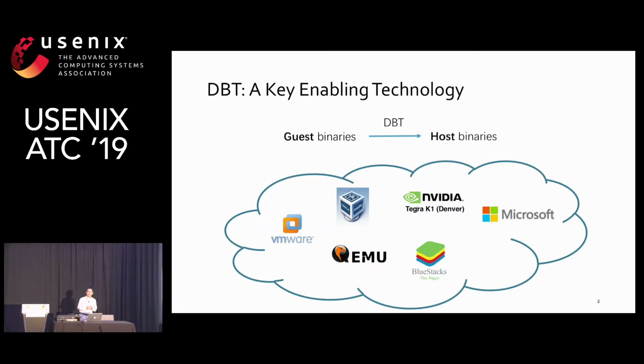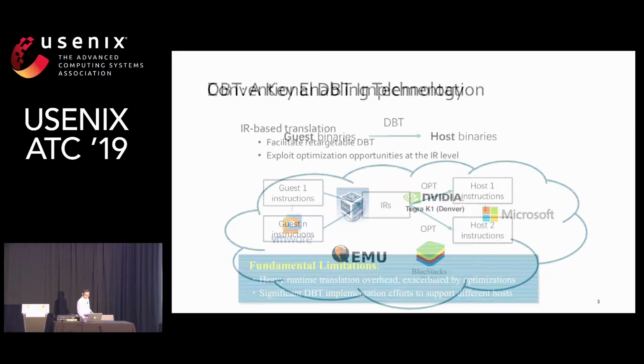Okay, let's start. Dynamic binary translation, or DBT for short, is a key enabling technology. In general, DBT systems translate binary code from a guest instruction set to a host instruction set and execute the translated host binary code. Previous studies have shown that in most cases, the execution time of a DBT system is mainly consumed by executing the translated host binary code. So generating high-quality host binary code is very important to the efficiency of a DBT system.